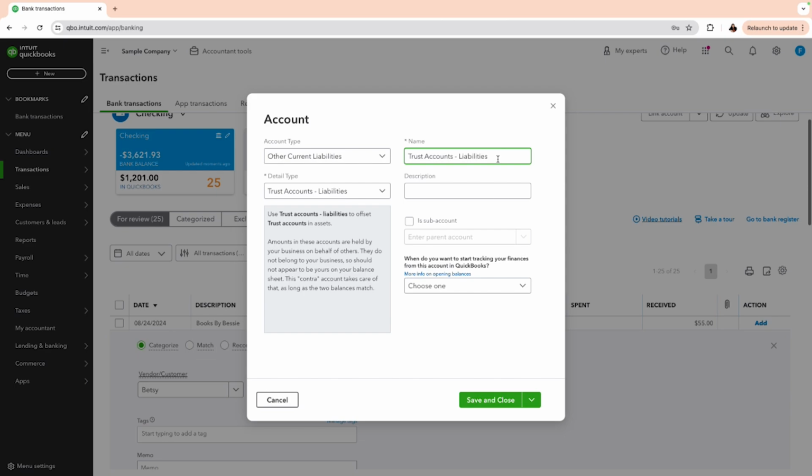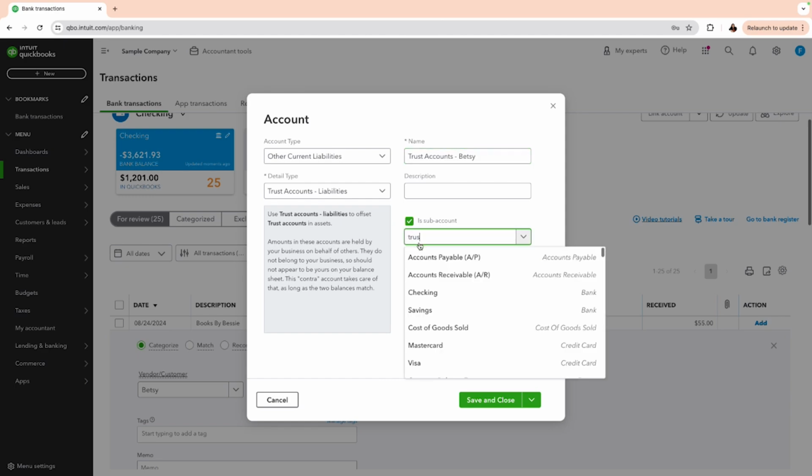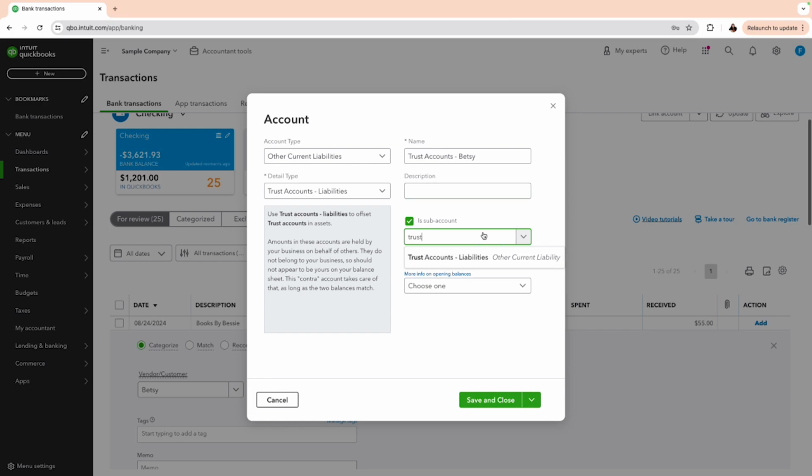And when I create the specific trust for a client, you can call it client retainer, or unearned income, but I like to just put trust account, and then I put the name of the client, and it was Betsy, and I'm going to make it a sub account of the main trust account. Now, not the trust bank, because you're going to see the trust bank here, but the trust liability account that I want to send it to. So I'm going to save it.